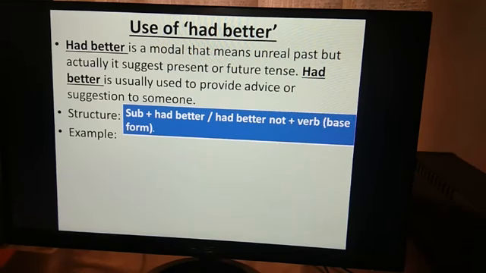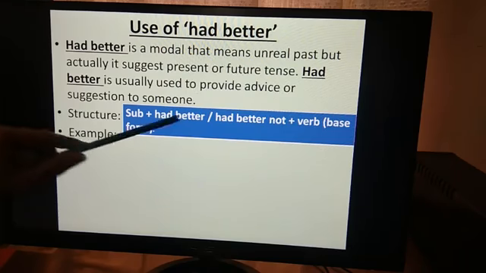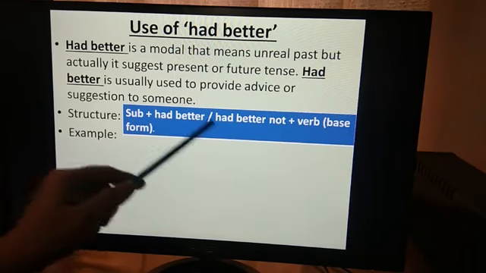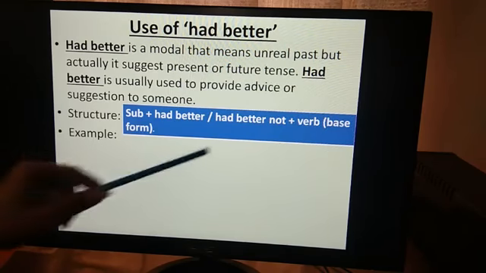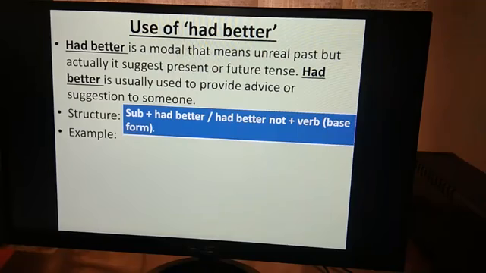Okay, dear students. The structure comes like this: subject plus had better or had better not. In the negative form we simply add not. Had better in an affirmative sentence, had better not in a negative sentence. Then the verb in base form. After had better, the verb is always used in base form, that means simple present tense.